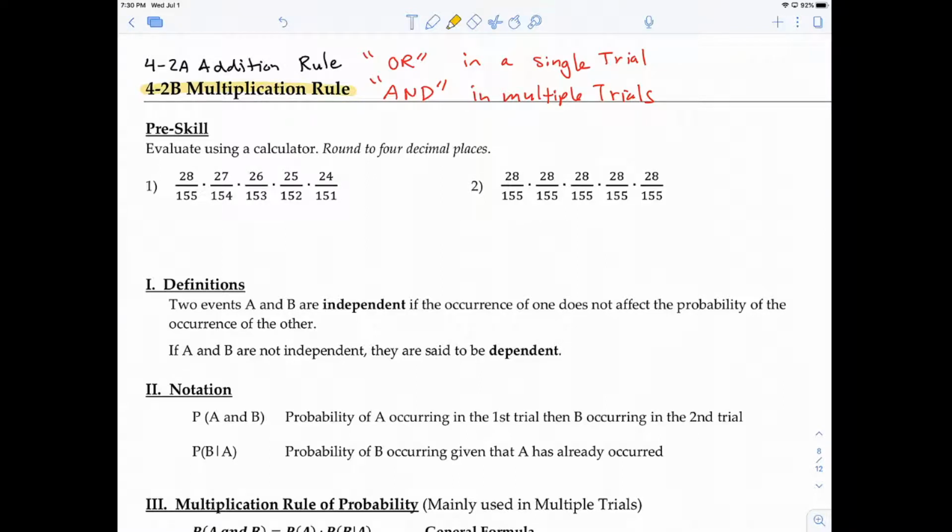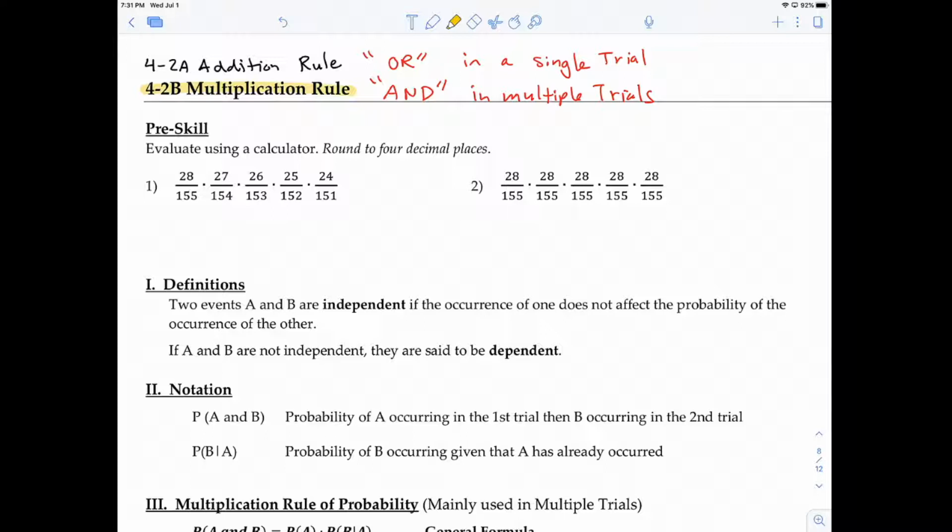In this video, I'm going to be covering section 4-2b, the multiplication rule of probability. So in the prior video, we looked at the addition rule of probability. The addition rule of probability is used when we are dealing with OR probabilities in a single trial, whereas the multiplication rule is dealing with AND probabilities in multiple trials.